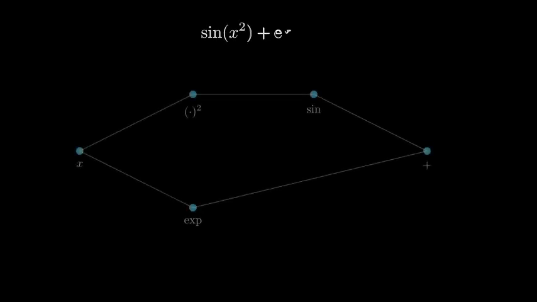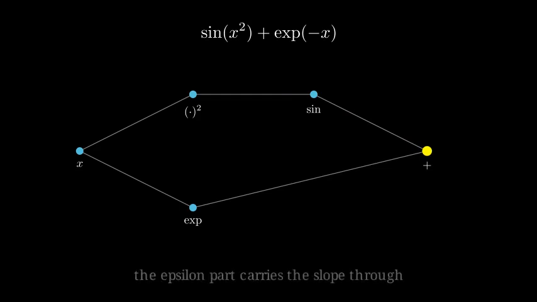But what happens once we chain several of those together? Watch. Consider sine of x squared plus the exponential of minus x. Feed in x plus epsilon, and each operation hands a dual number to the next. The value in the real part, the accumulated slope in the epsilon part. By the time the computation reaches the end, the epsilon part holds the derivative of the entire expression. The chain rule threads itself through the whole composition automatically.